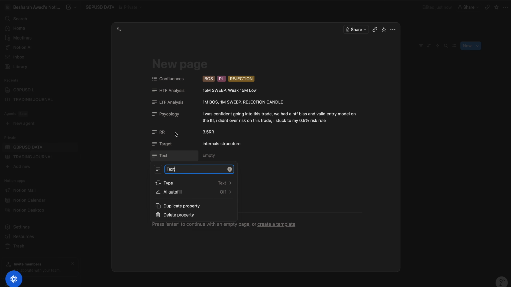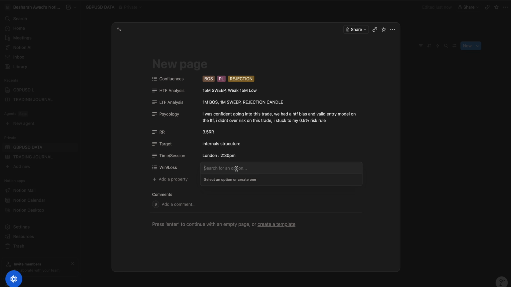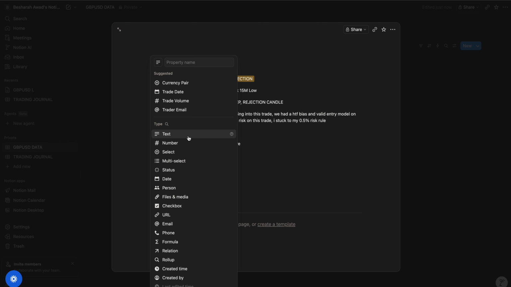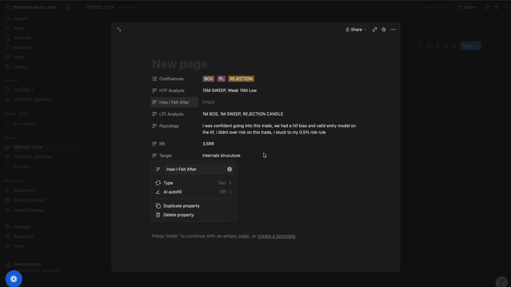Now you can put if the trade was a win/loss. And this one I'd actually make multi-select, so you can just write like win, just like that. I'll also write how I felt after. Now this one's important so you can test your psychology and see how you felt. Did you feel like revenge trading? Did you feel like gambling again and taking another trade?